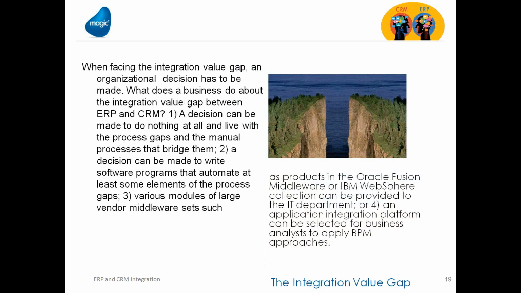So an organization that is considering what to do about this gap has choices. The first is to do nothing at all. The second choice would be to write your own code to solve the problem. The third might be to implement a large vendor middleware solution such as Oracle Fusion middleware, IBM WebSphere, something of this nature. And the fourth would be to select a J.D.